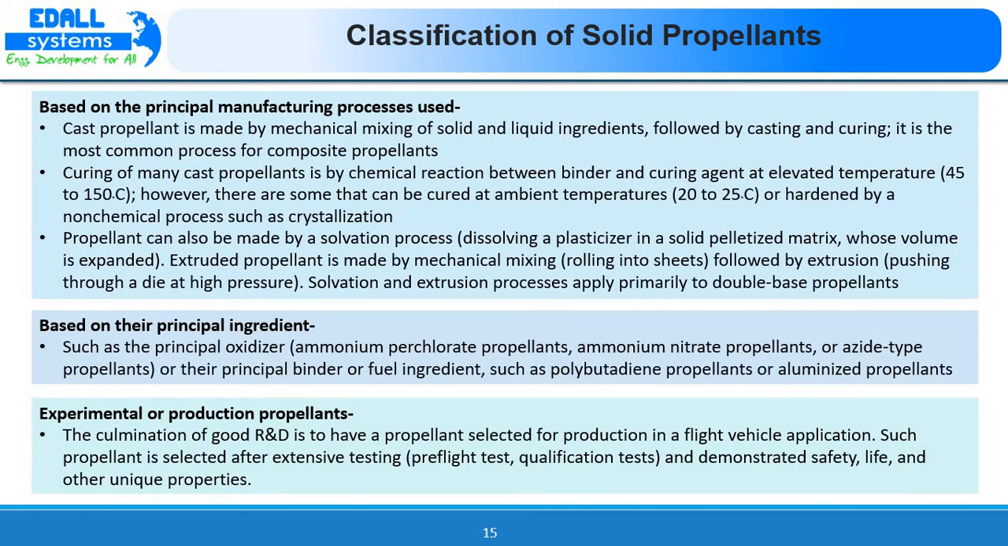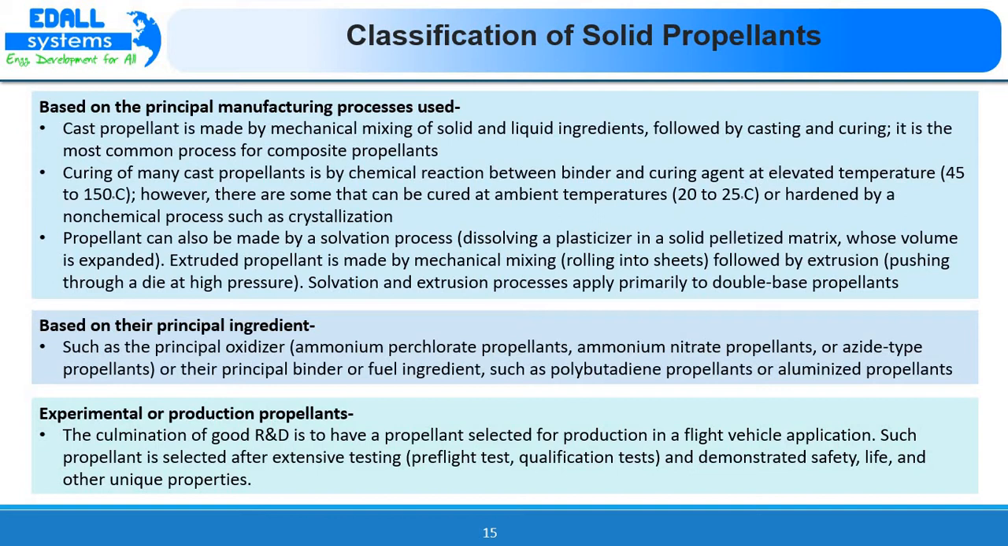So the culmination of good R&D is to have a propellant selected for production in a flight vehicle application. Such propellant is selected after extensive testing, that is pre-flight test, qualification tests, and demonstrated safety, life, and other unique properties. So when we manufacture any propellant, then we have to assure that it is safe, but the propellants which are manufactured for high applications such like space launch vehicles, then we cannot test them completely.